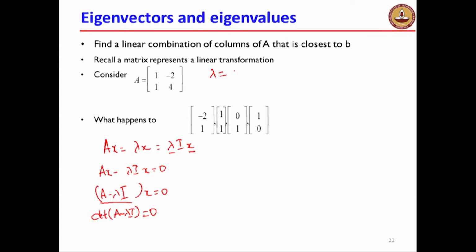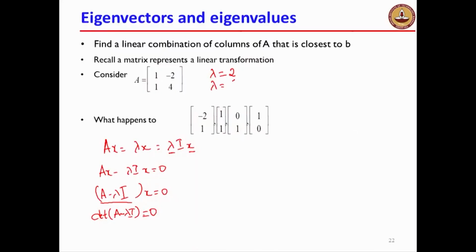So for this particular matrix, we know one of the eigenvalues was lambda equal to 2. Now you can expand this out, we won't do it here. You will get a quadratic equation in lambda. If it were a matrix of size 3 cross 3, you would have got a cubic equation. So for matrices of size n cross n, you will get a polynomial equation of degree n. In this case, you get lambda equal to 2, and the other value of lambda would be 3.